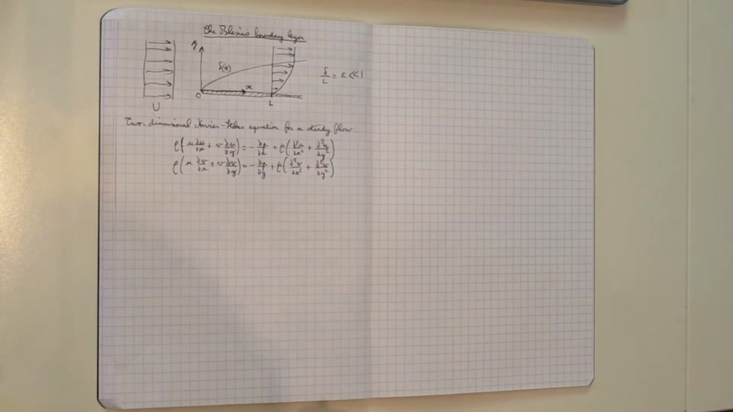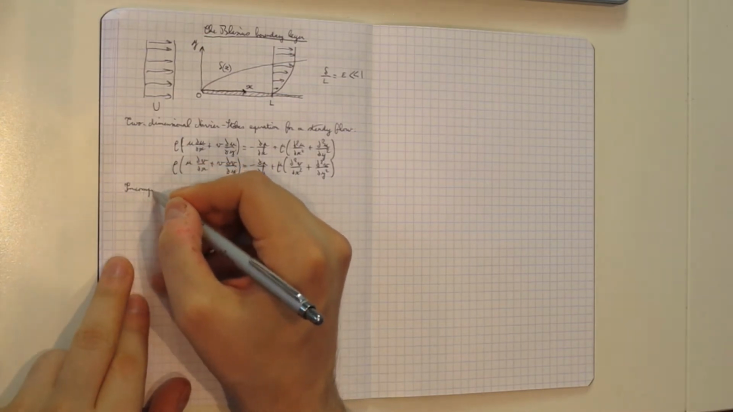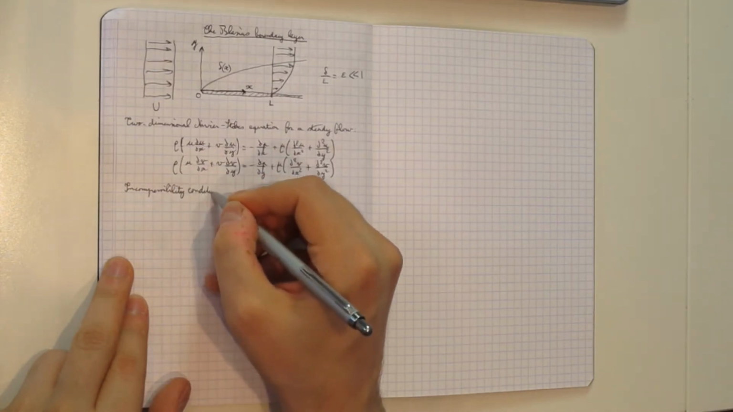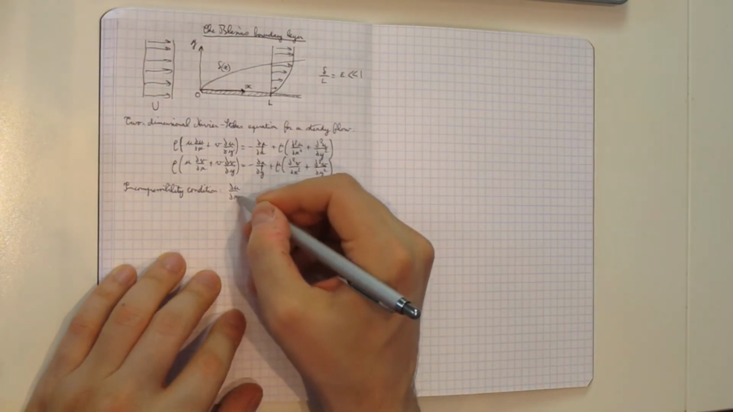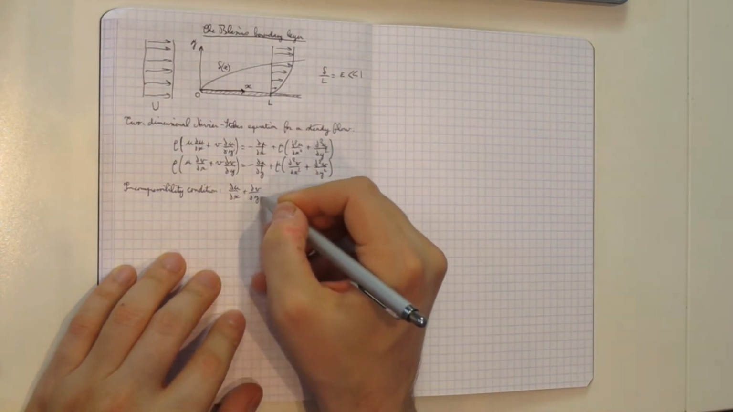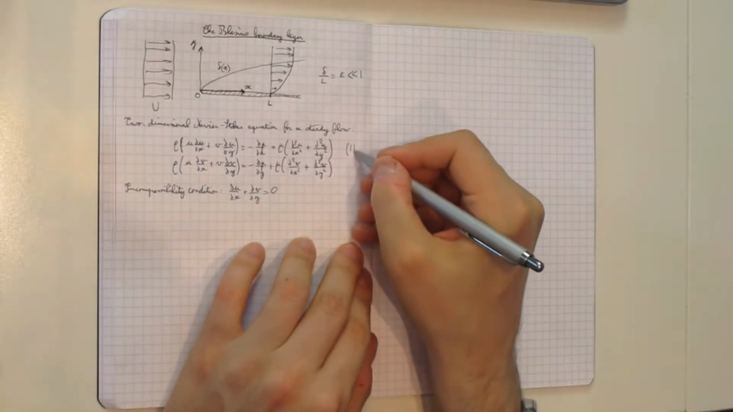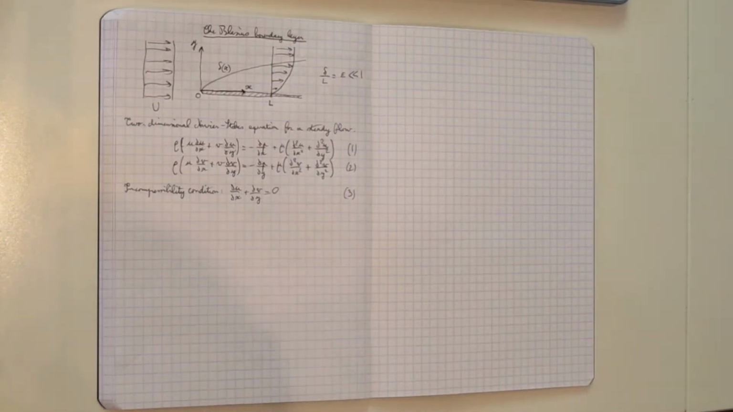That gives me my Navier-Stokes equation, and I need to solve, in addition to writing down these two equations, I need to introduce also the incompressibility constraint. So the incompressibility condition or constraint which in 2D writes du/dx plus dv/dy equals 0. And here I've got the three equations that I'm going to work with in this problem. 1, 2, and 3. Navier-Stokes and incompressibility condition.